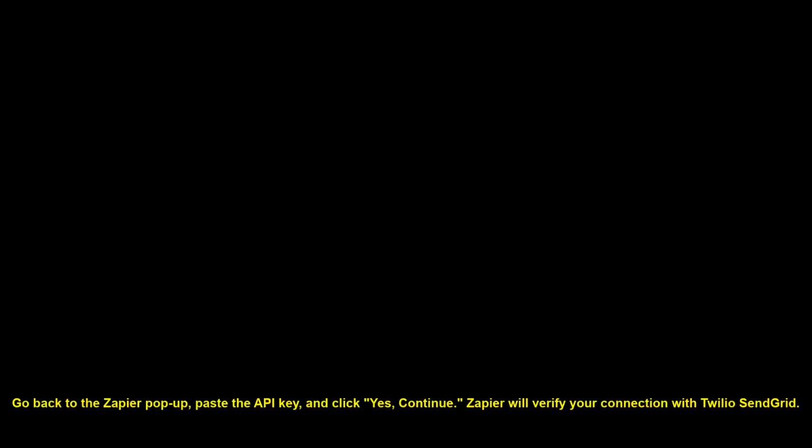Go back to the Zapier pop-up, paste the API key, and click Yes, Continue. Zapier will verify your connection with Twilio. Once verified, click Continue to proceed. Now, you'll need to set up the action that follows the trigger.